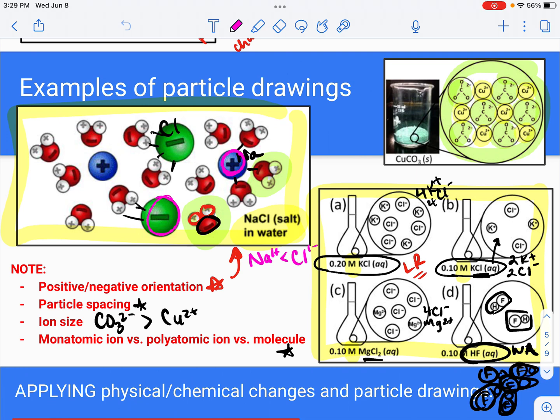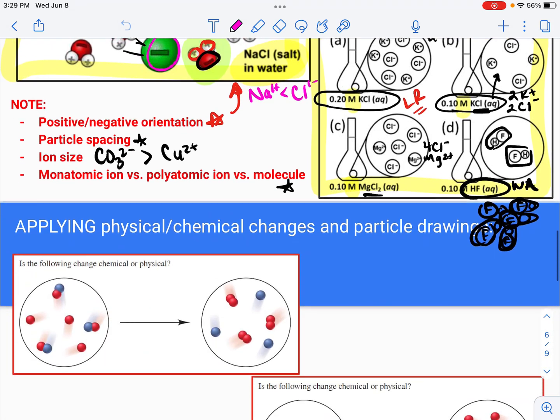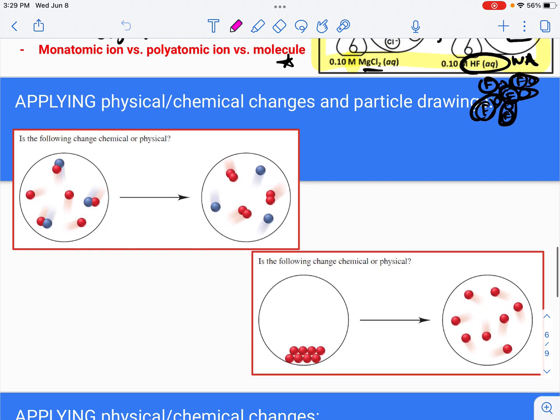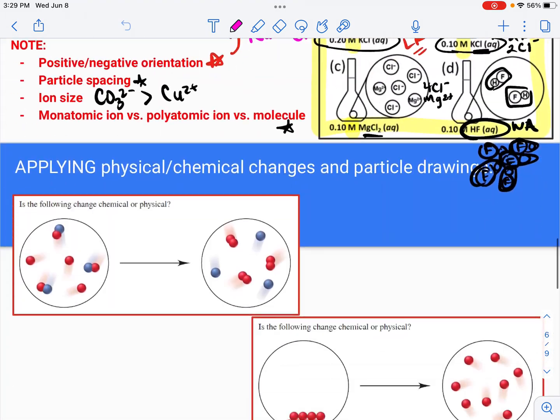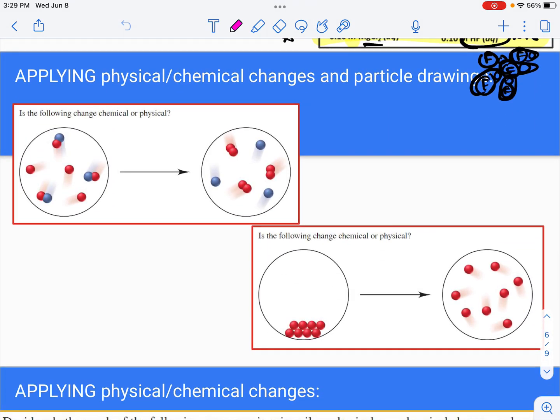Okay, so this should all be new to you, thinking about these things, and it's very important that you're thinking through this. All right, so let's apply this just a little bit. You already took some notes about physical and chemical changes, and now we've talked through some information about particle drawings. So let's do a couple of questions that apply this. If you'd like, you can stop the video and try these two, and then restart the video to see what you're doing and see if you were correct.